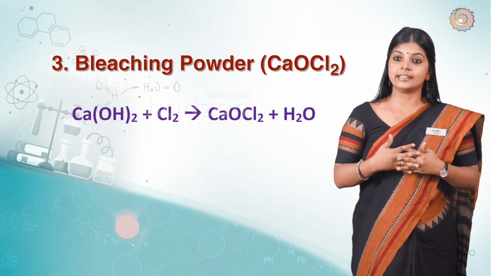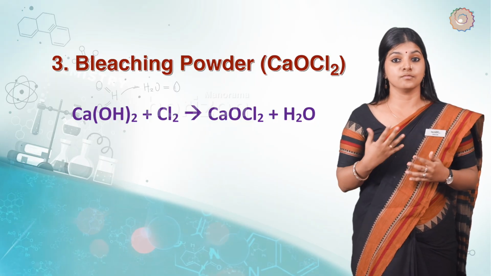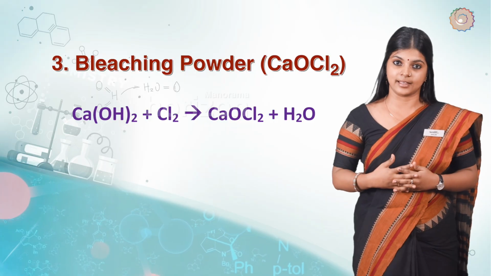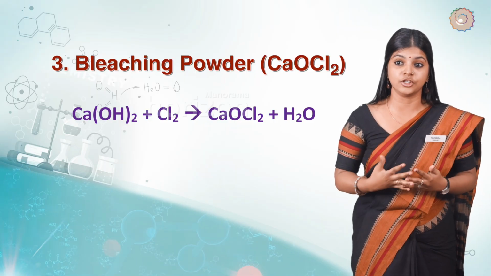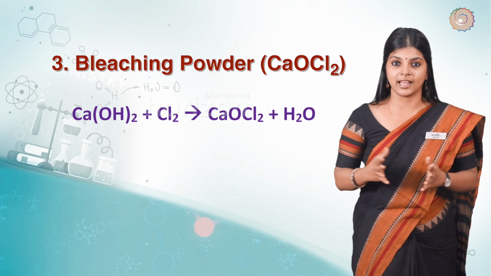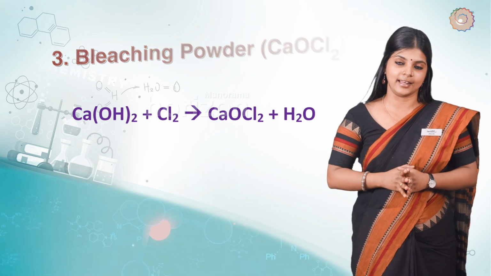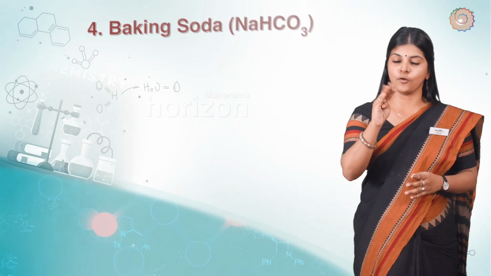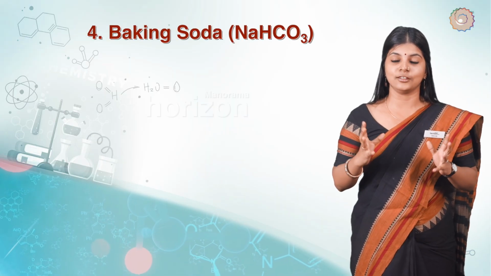It is used as a disinfectant to clean water, as a moss remover, weed killers, etc. It is also used for bleaching of cotton in textile industry and is widely used as an oxidizing agent in various industries. Now coming to the fourth important compound, which is baking soda.